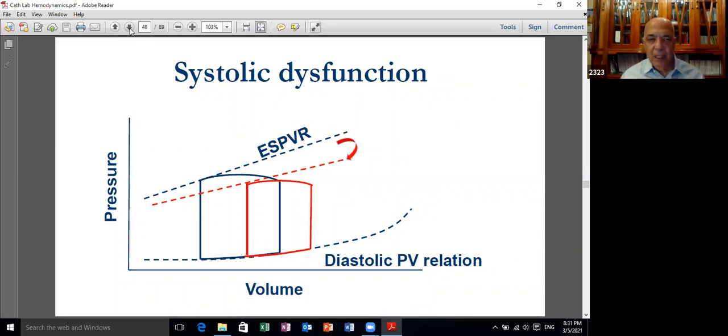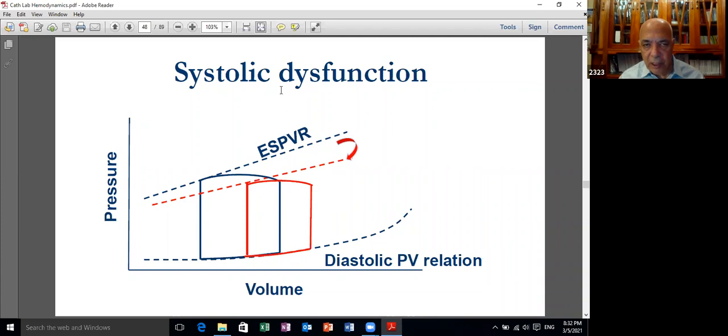So what happens in systolic dysfunction? The ESPVR, or the end systolic pressure volume relationship, moves down and to the right. By moving down and to the right, you can see what happens here: the stroke volume, instead of being that large, shrinks to become that small. So with systolic dysfunction, the ESPVR moves down and to the right, and the stroke volume gets smaller.